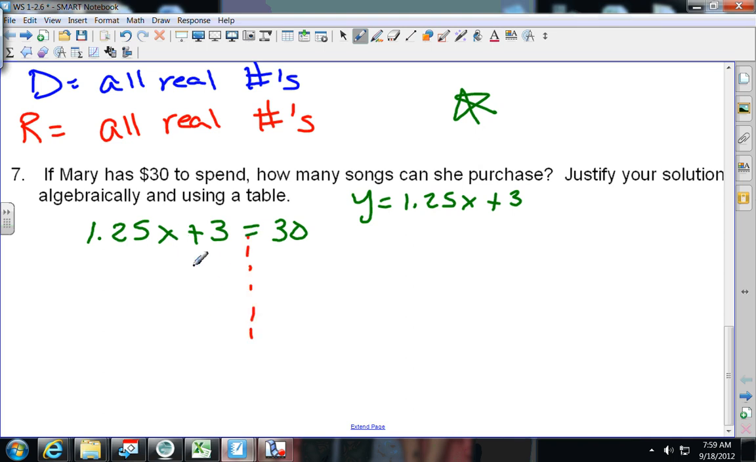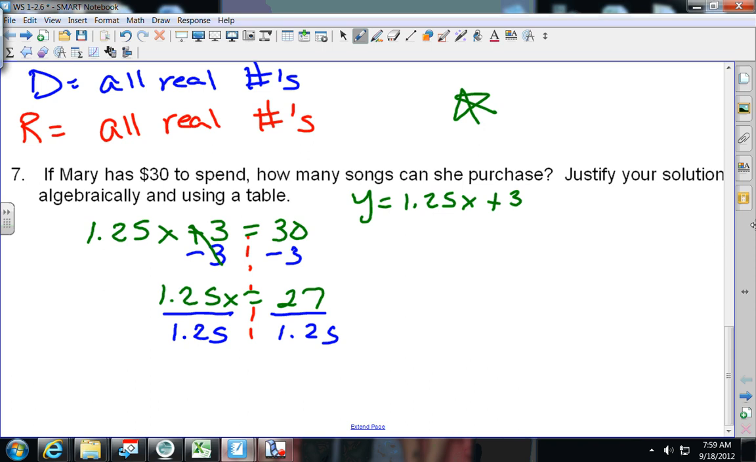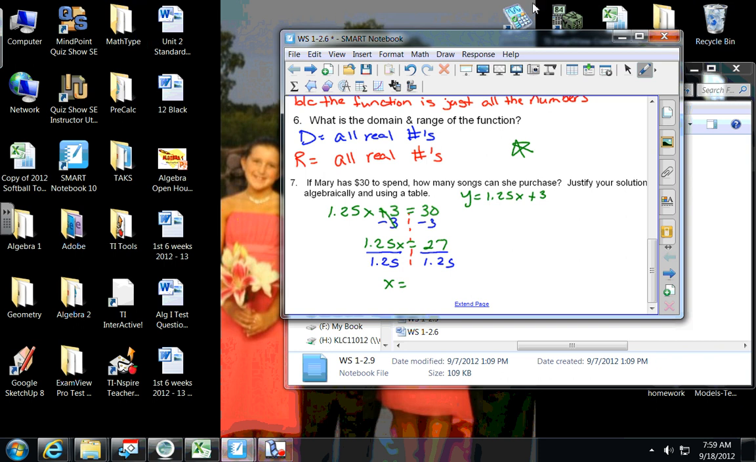So we would have subtracted 3 from each side, gotten $1.25x equals 27. Then we will divide by $1.25. And x equals, well, let me find my doohickey. My doohickey would be the calculator.